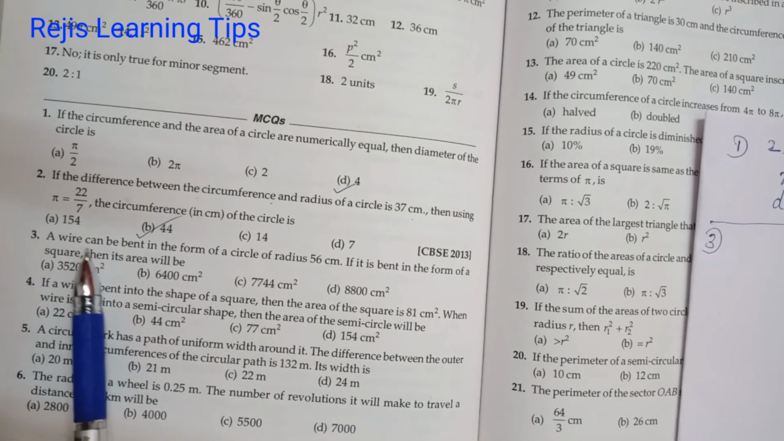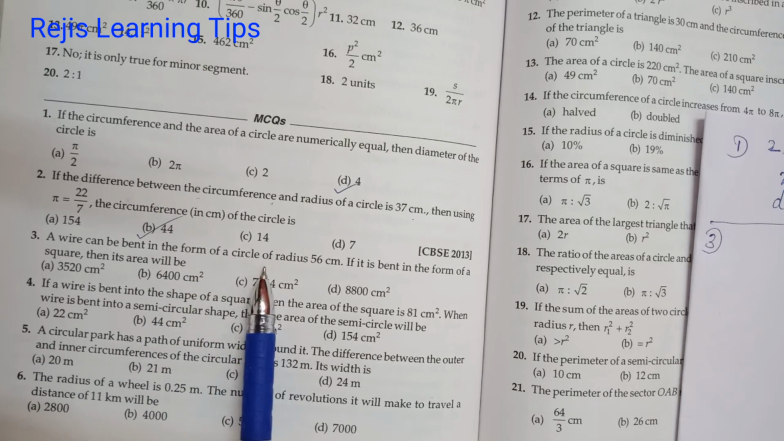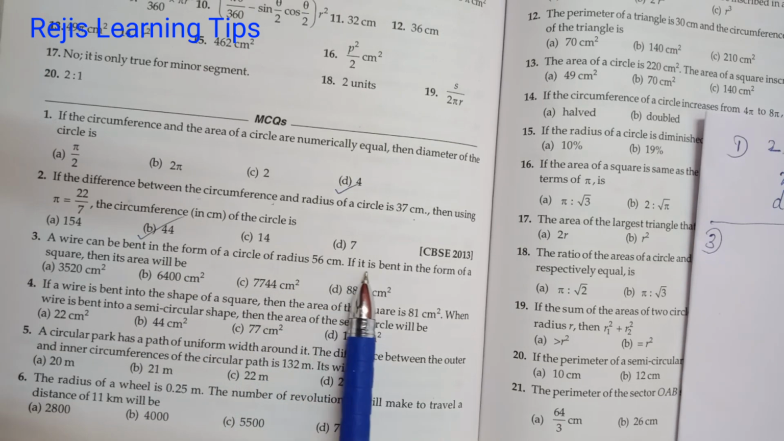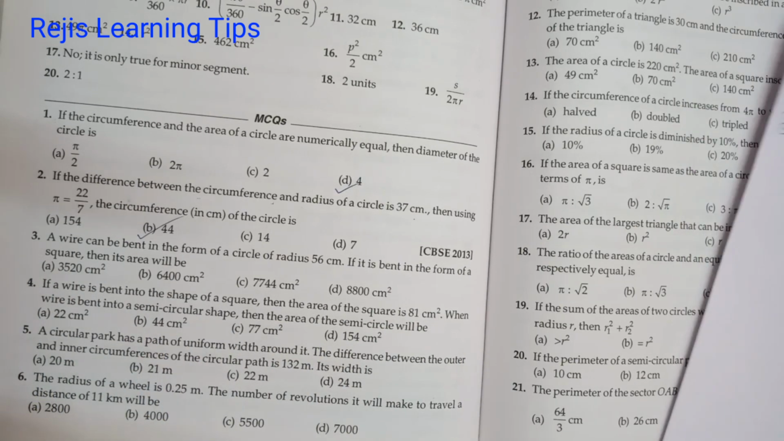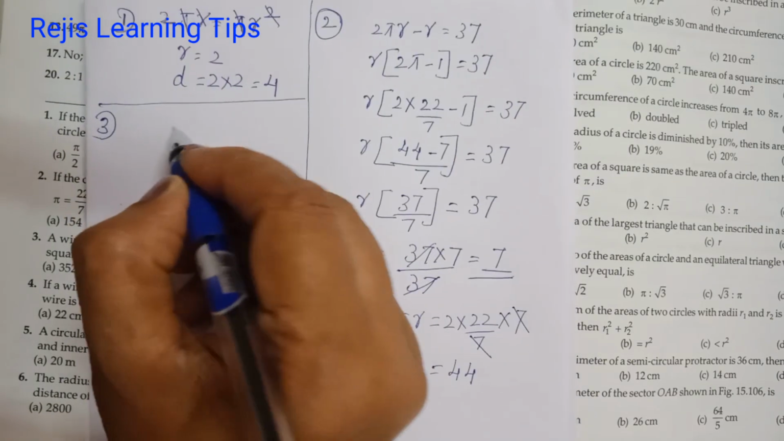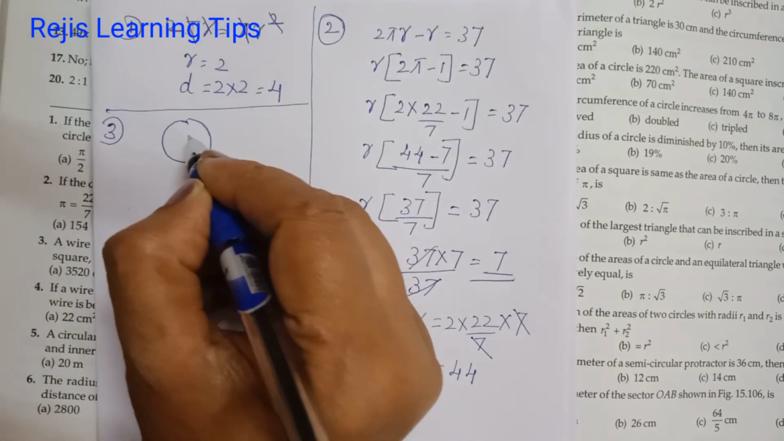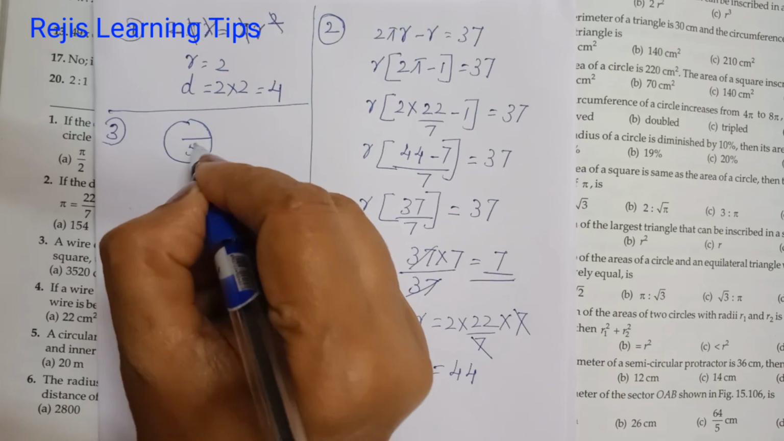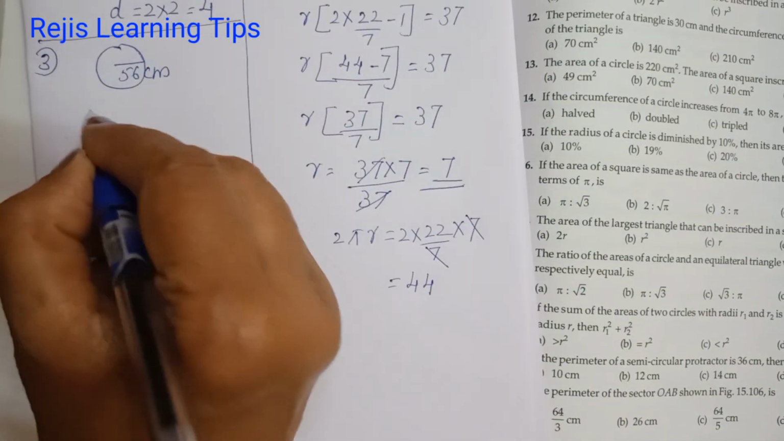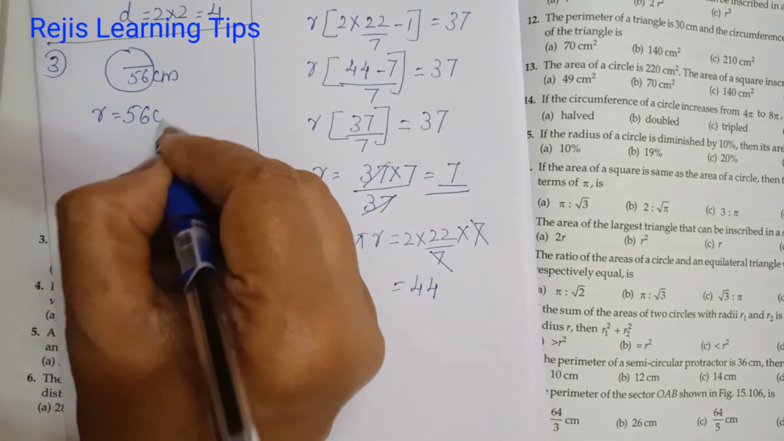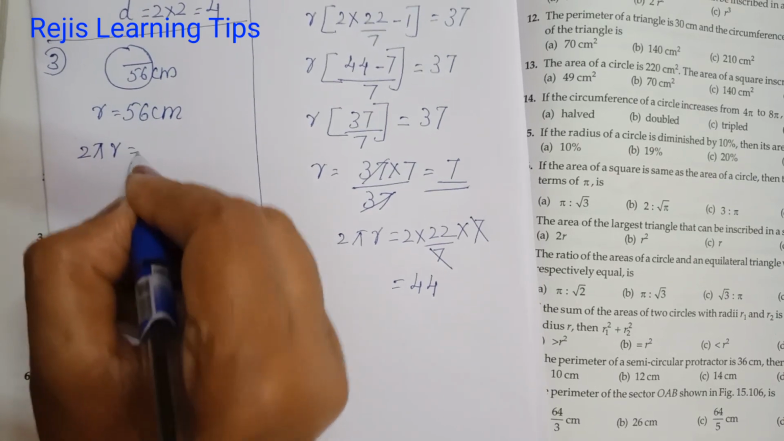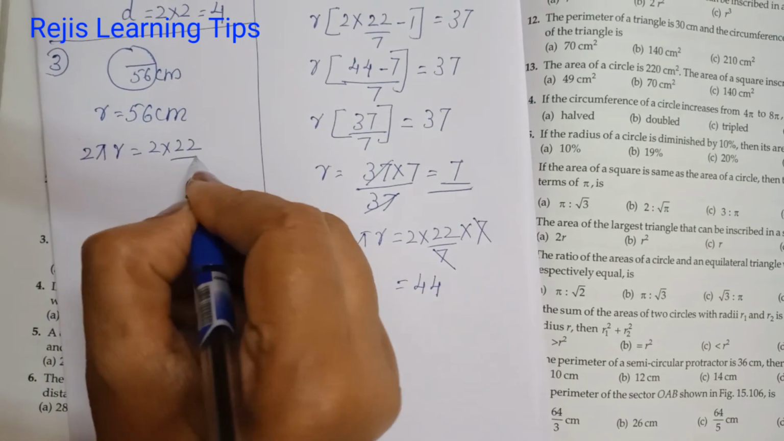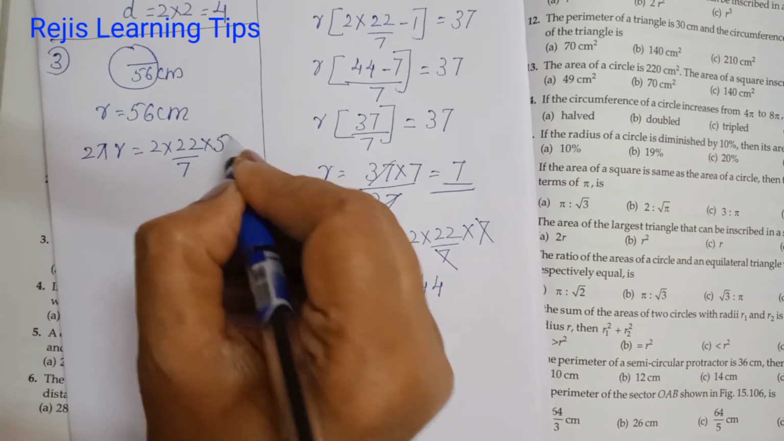Then third question. A wire can be bent in the form of a circle of radius 56 centimeter. If it is bent in the form of a square, then its area will be. A wire can be bent in the form of a circle. Then radius of the circle is equal to 56 centimeter. So r is equal to 56 centimeter. Then circumference of the circle is equal to 2 pi r, that is equal to 2 into 22 by 7 into 56.